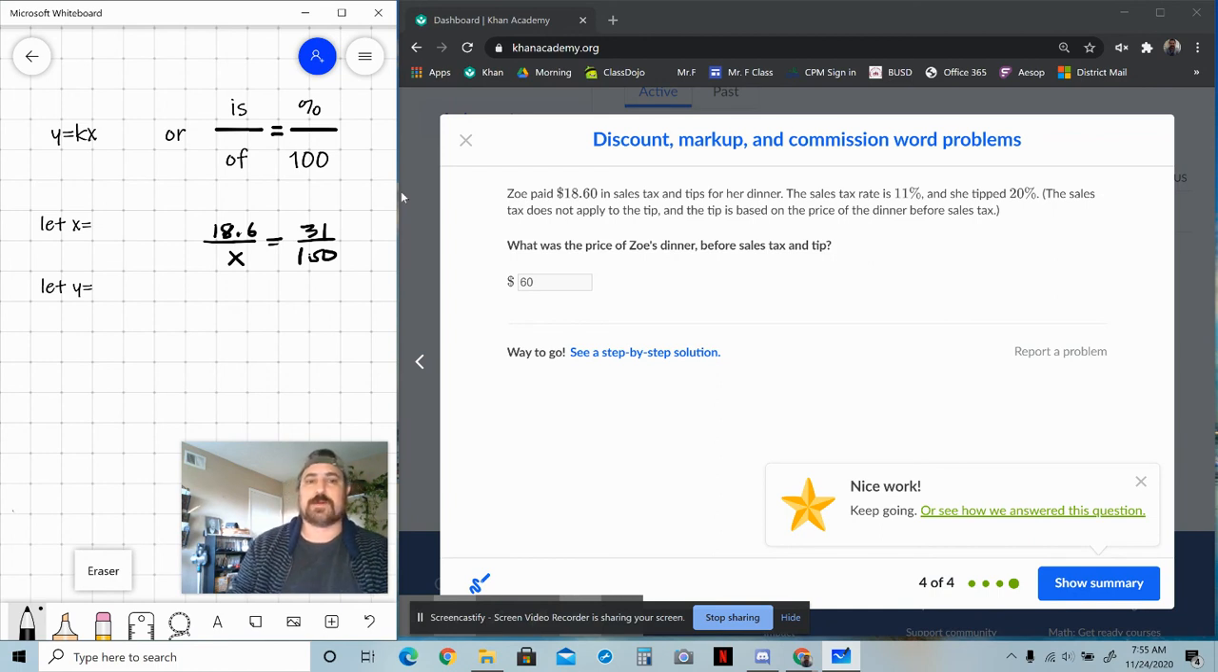So anyways, you could set it up like this and solve it. You can set it up with the equation and solve it. There's lots of ways to do these problems, but just think about it carefully. Tax and tip get added on, but they're based off of the bill, not including tax or tip. Commission is just a percentage of the sales paid for the sales. That's it. All right.